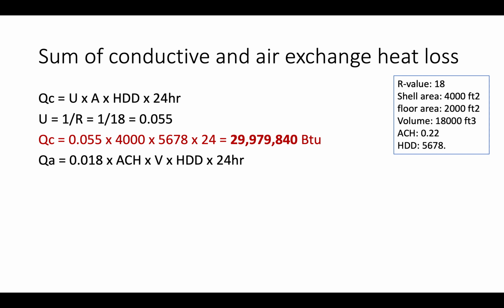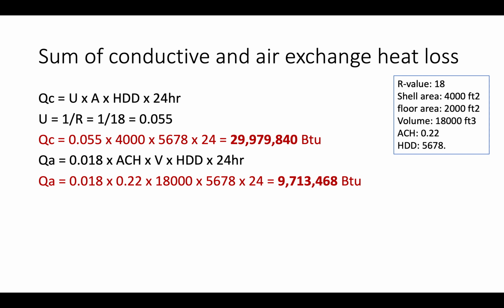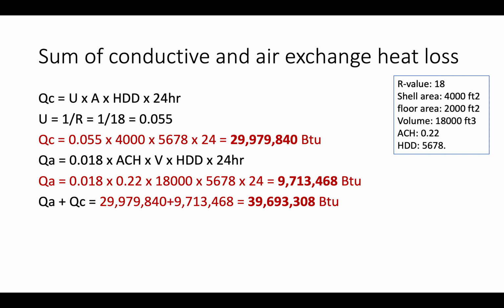Now we have to do the air leakage heat loss, and we take the equation that we had on the previous page, and we're going to plug in our numbers here. So we have 0.018 times 0.22 air changes per hour. And then we're going to use the volume of the house, which is also given, and the heating degree days and the 24 hours. And then we have our heat loss in BTUs. And then we just want to take those two things, the heat loss by air and the heat loss by conduction, and add them together.